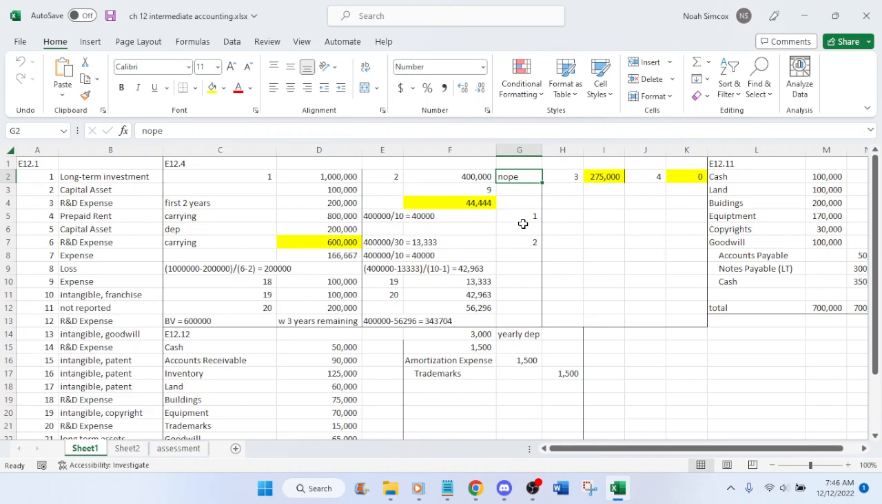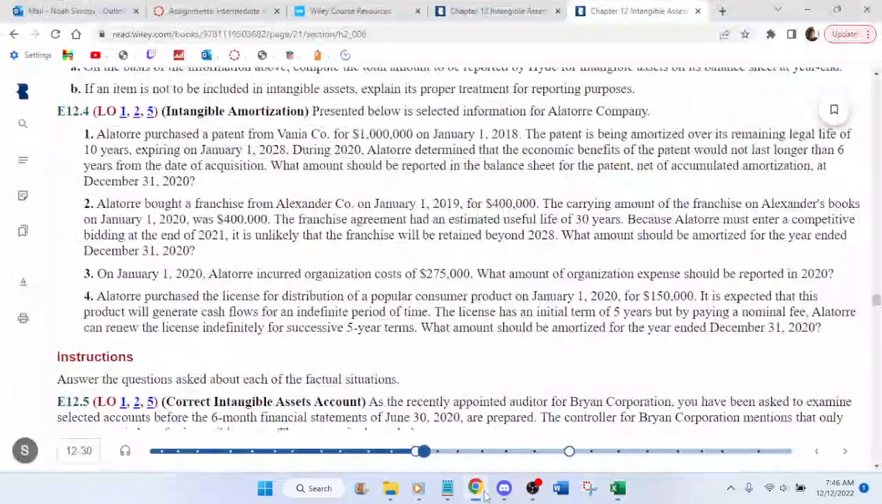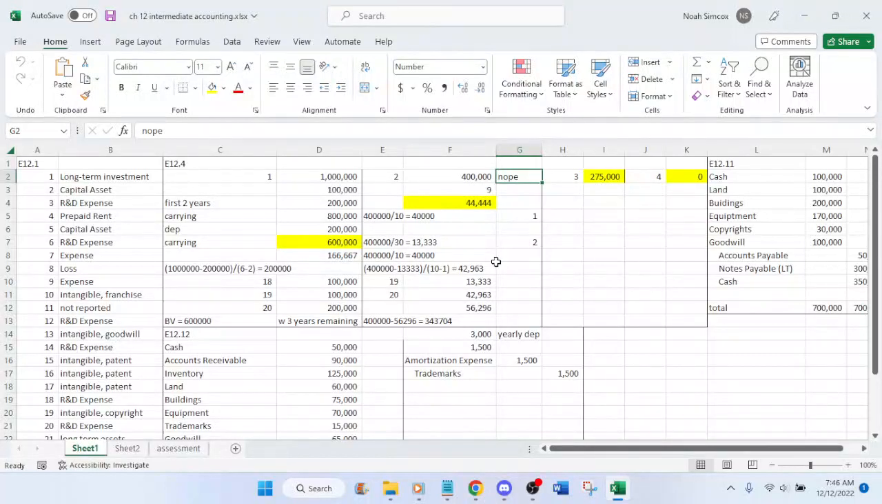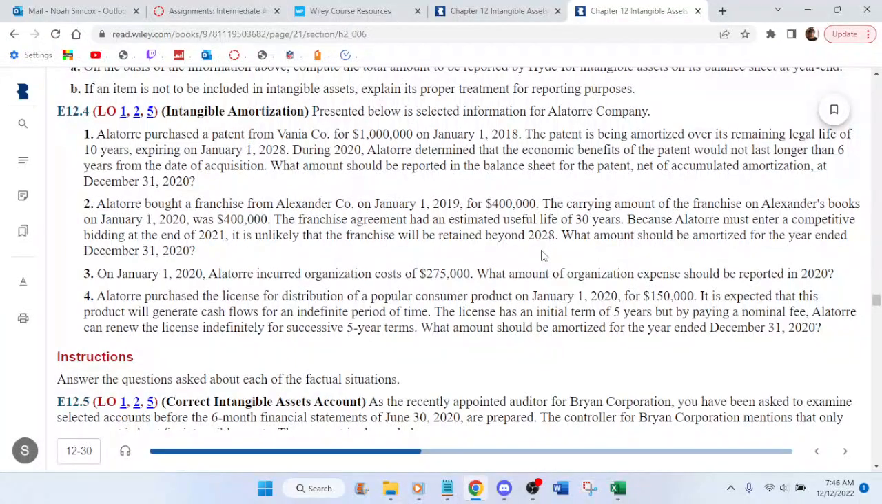Oh, you've gotta be kidding me. That's not correct. The way I did it myself was wrong. How is that wrong? How come it's divided by 10? This makes no sense at all. How come it's 30 years? So they do it by 10 years instead.